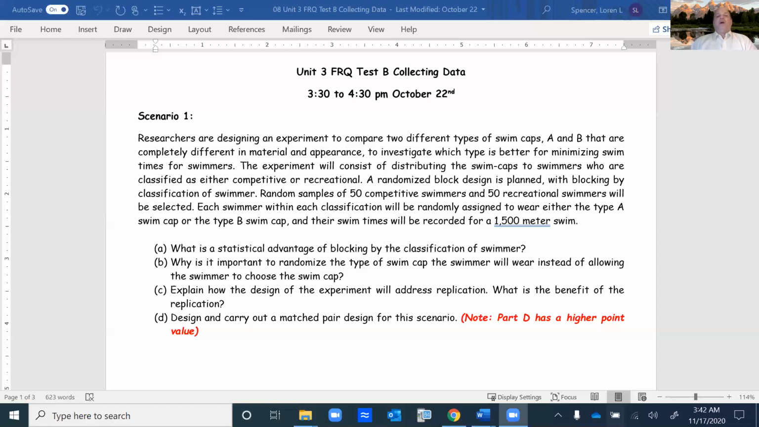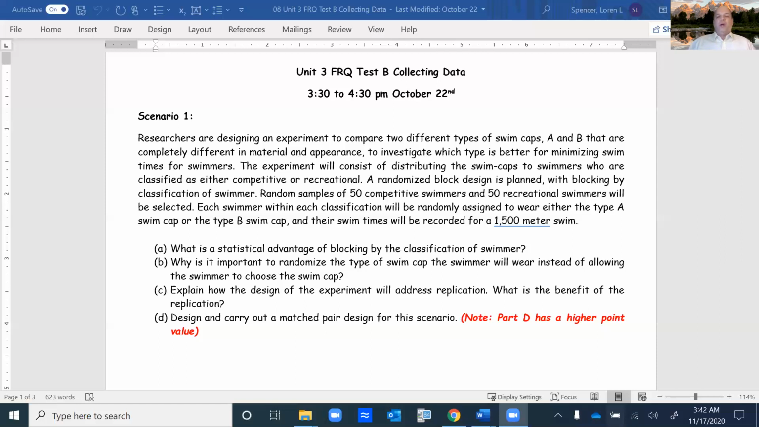Design and carry out a matched pair design for the scenario. Okay, so in a matched pair design, the person is going to get tested twice. So basically, you're going to need to wear swim cap A and swim cap B. In this particular instance, we do not need to block, because the matched pair design is its own special type of block, where you're being blocked on yourself. And the reason we like matched pair is because it controls for differences within the individual. So it's a very effective blocking, because you've blocked all the way down to the individual.